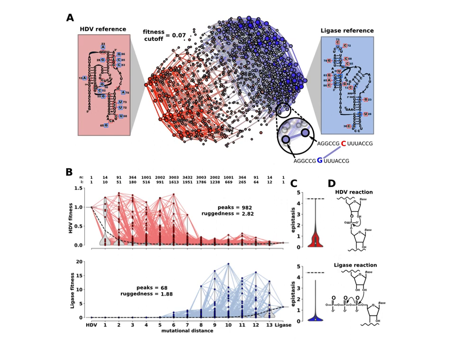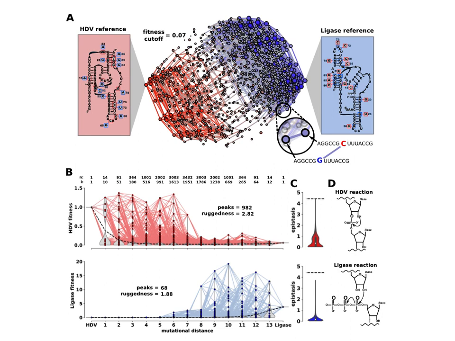And so our data looked something like this. And what we found is that over here on the left side of the network graph in panel A is the HDV structure, and the sequences that have high HDV activity are in red. And on the right side of the network graph is the ligase reference sequence, and sequences with high ligase activity are in blue. And both the size and color intensity of these nodes represent how active these ribozymes were.